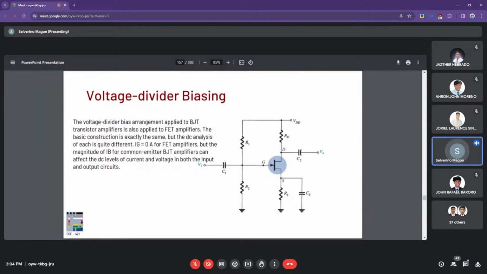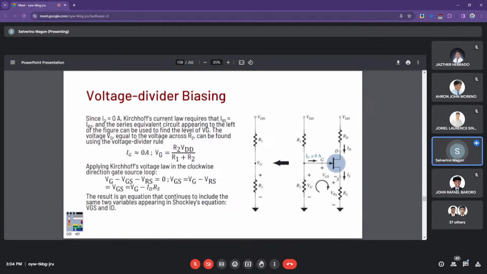Okay, so similar to the BJT counterpart of the voltage divider bias, we're going to have to separate the input circuit from the output circuit first by doing the voltage divider calculation across R1 and R2. And of course, here we have the voltage at the gate as your VDD multiplied by R2 divided by the combined resistance. So that's how we perform the voltage divider.